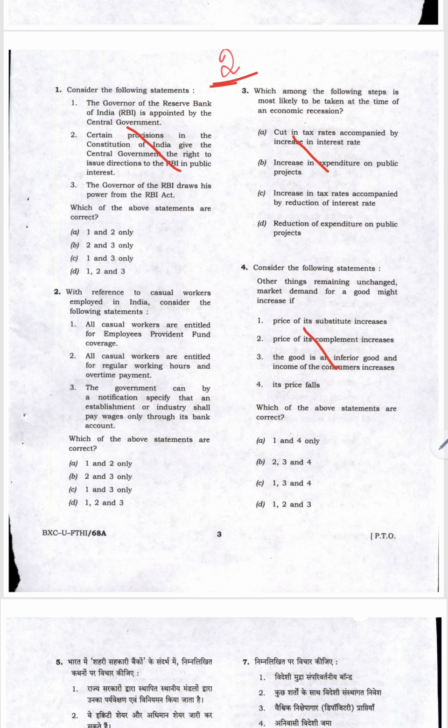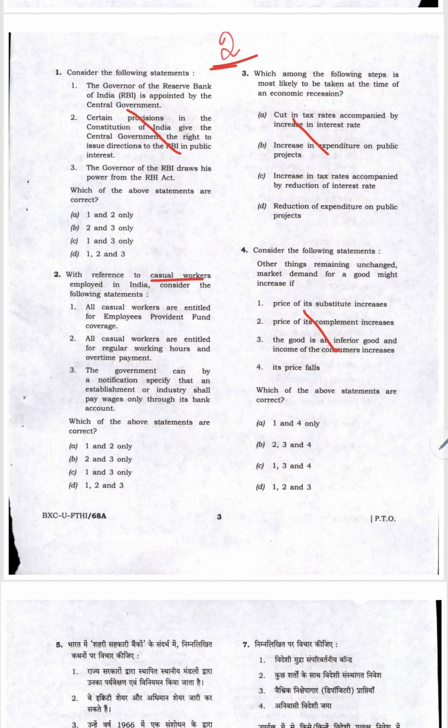Now, with reference to casual workers employed in India, consider the following statements. Statement 1: All casual workers are entitled for EPF. No, it is not possible, right? All casual workers cannot be entitled for EPF because there will be formal workers and informal workers. So absolutely this is wrong. When one statement is wrong, you can strike out every option containing 1. So the answer will be 2 itself. You can identify it right here. Got it? This is one such question.